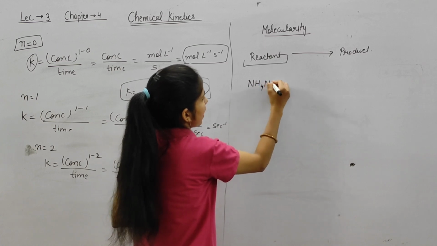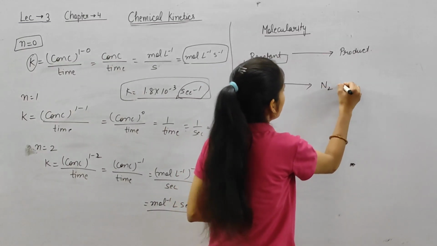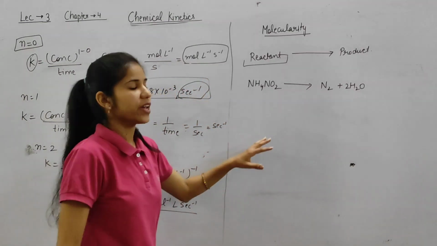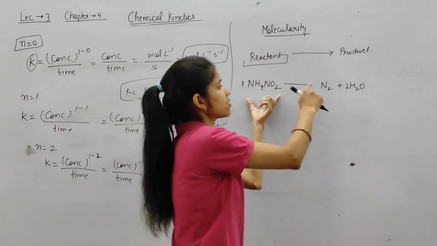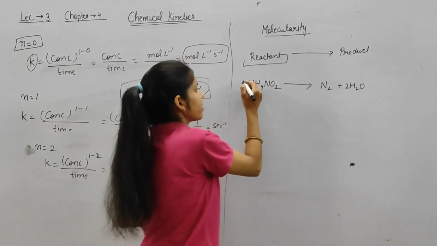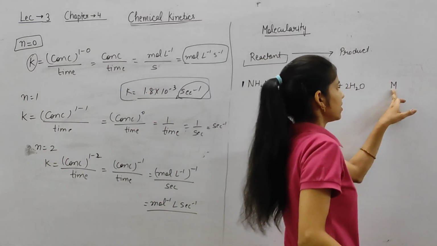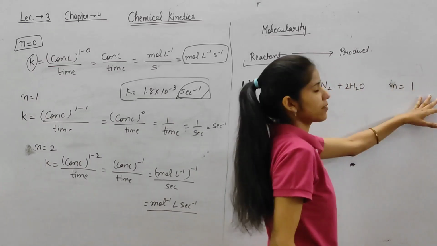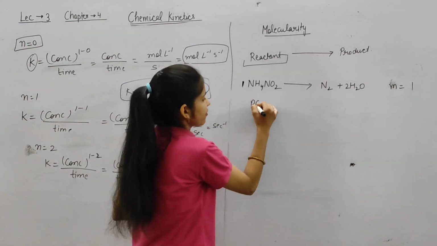NH4NO2. Okay, so they form N2 plus 2H2O. Okay, so in this we are having only a single reactant and this decomposes into two products. Okay, so here we are having molecularity as 1. So we denote molecularity by small m. So molecularity is 1.